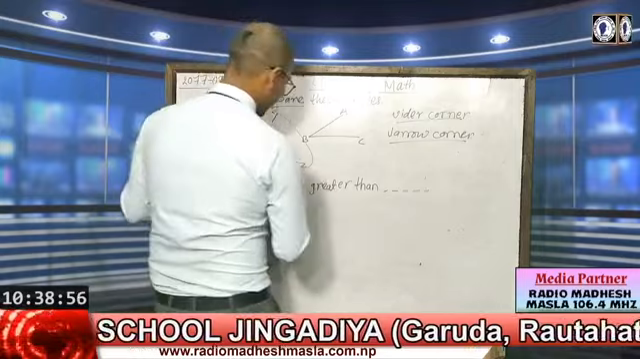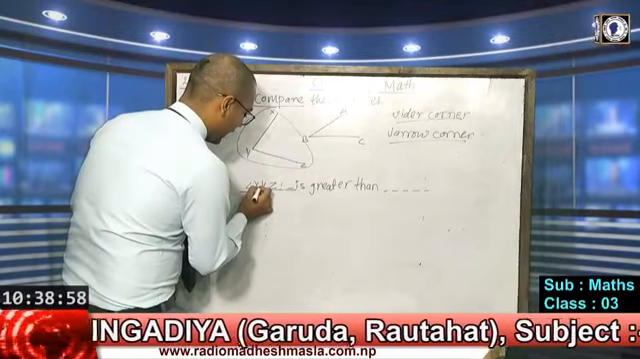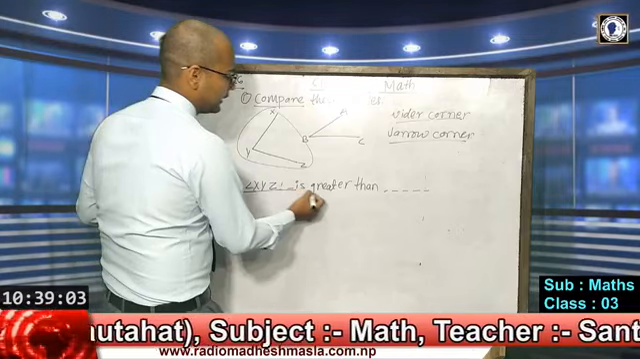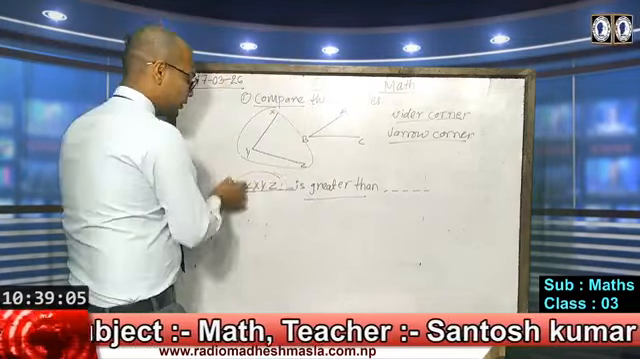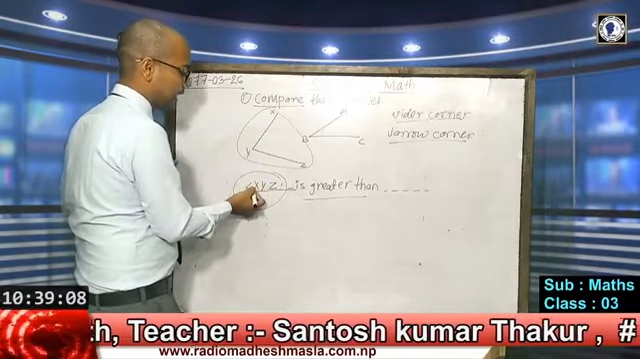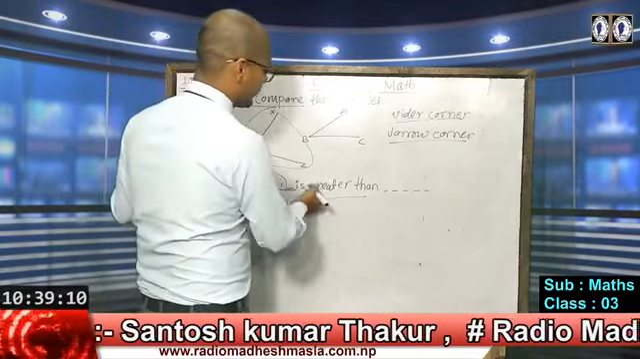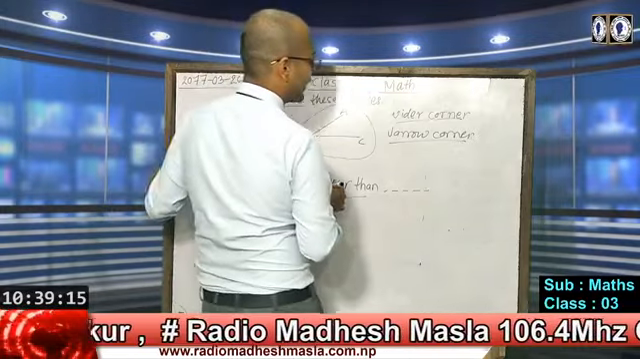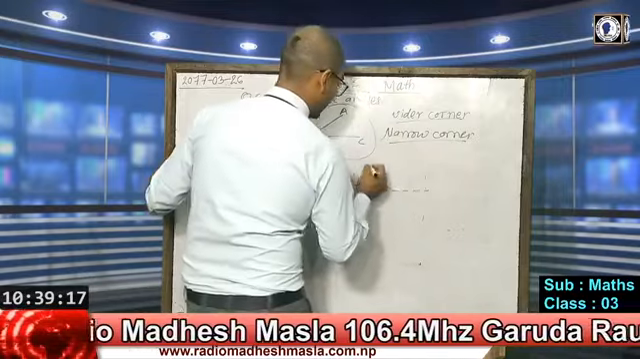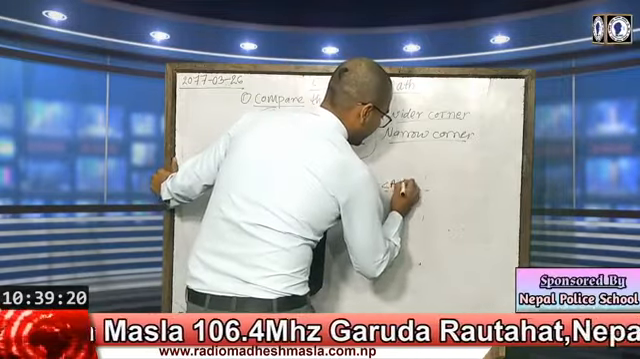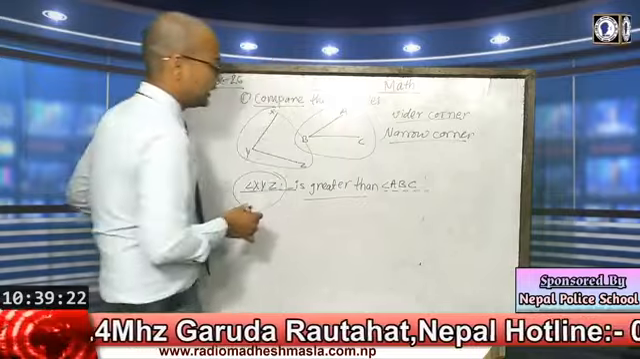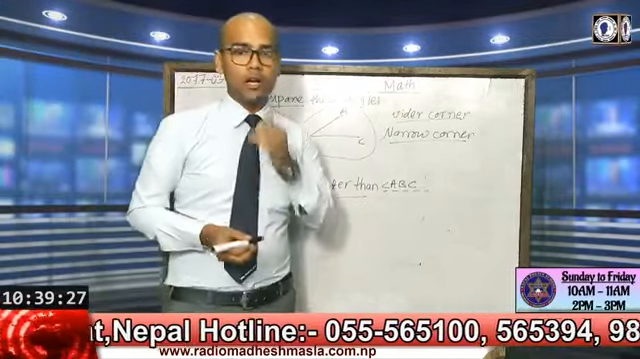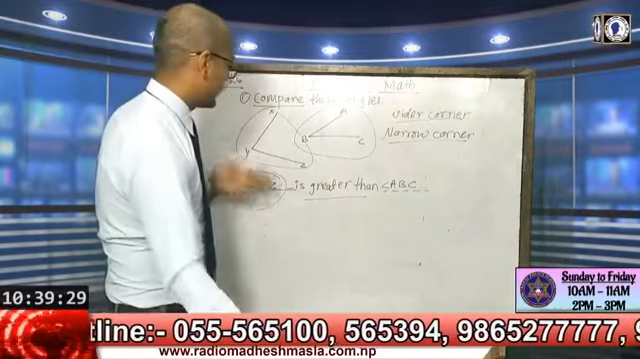In the same way, angle XYZ is greater than. That means before it, we should write the name of the wider angle that we have drawn here, XYZ. So I have given angle XYZ is greater than. Then after that, we should write the name of the narrow, smaller angle, which is angle ABC. In this way we can write the name of a smaller or greater angle.